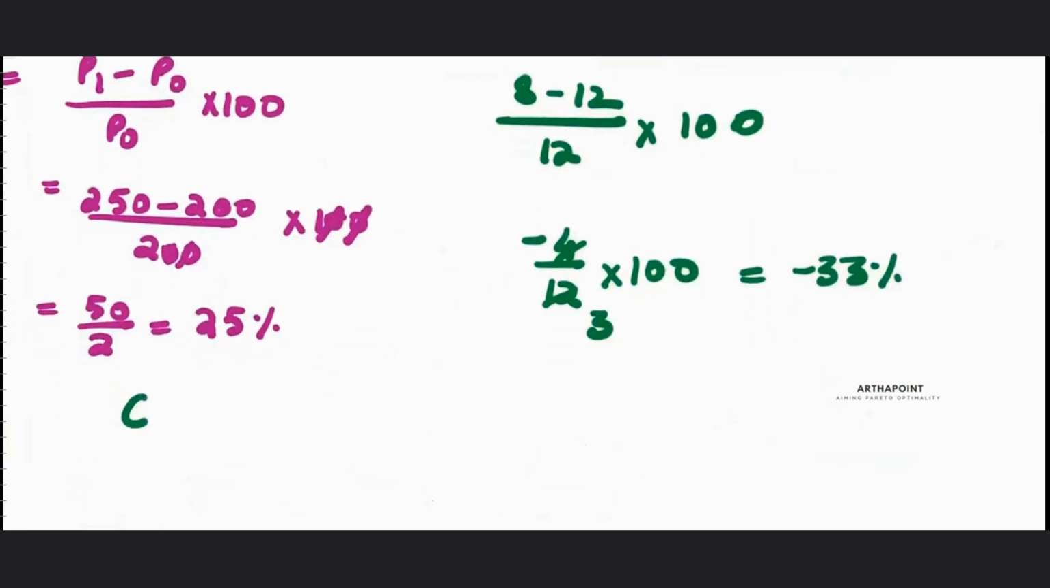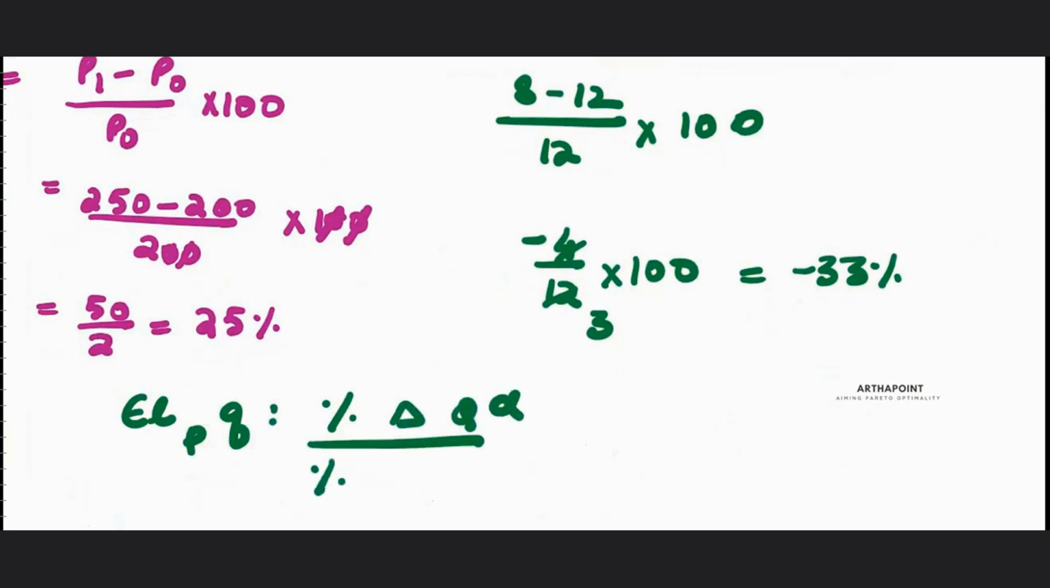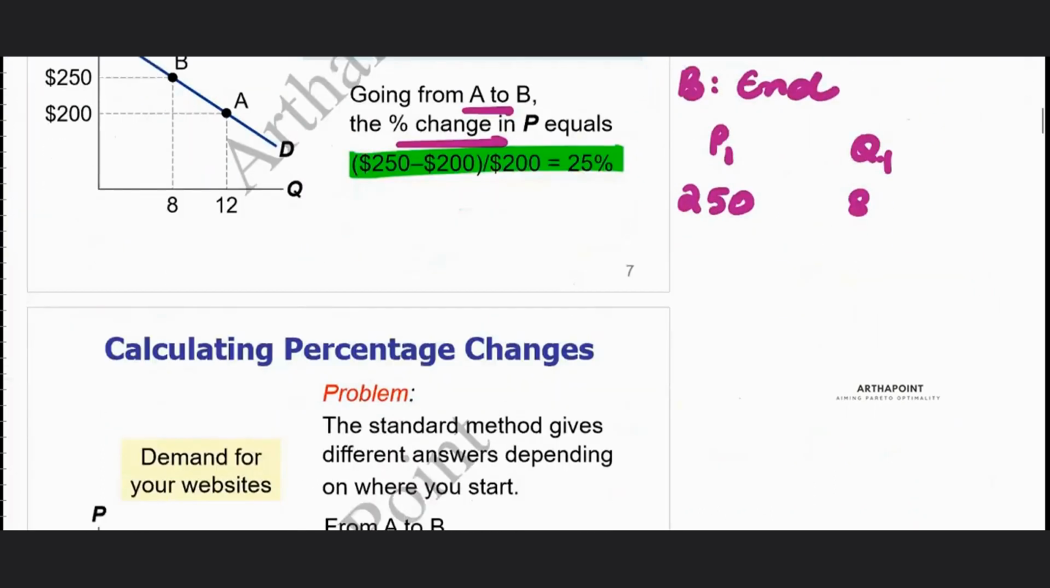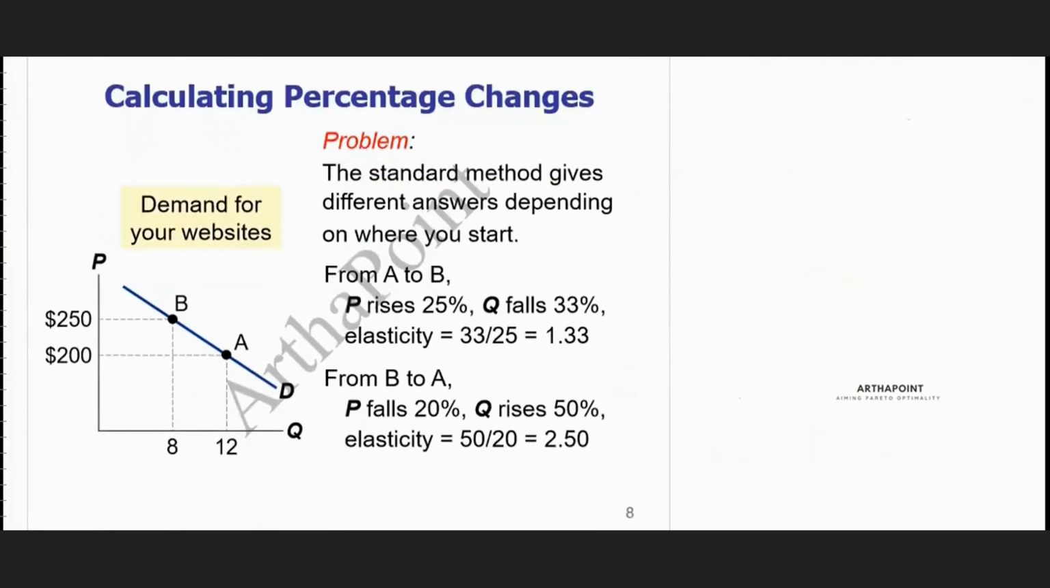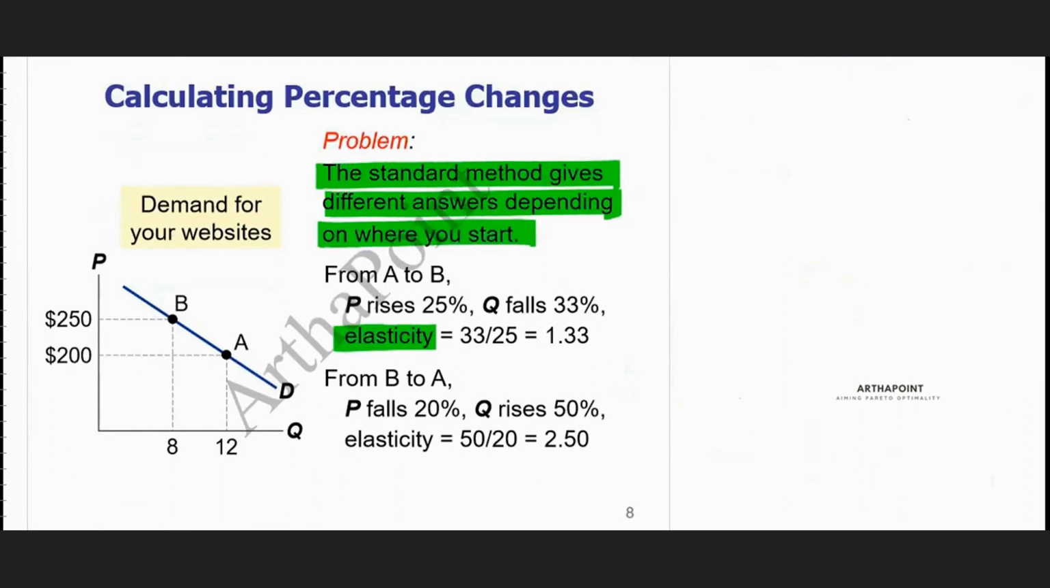And now what will be the elasticity of demand with respect to price? It is the percentage change in quantity demanded due to, why is quantity changing? It is changing because of price. So due to the percentage change in price, the percentage change in quantity demanded is minus 33%. The percentage change in price is 25%. So this will be your final answer. The answer will differ if you change your start and end point. Here your elasticity is 33 by 25, which is 1.33.